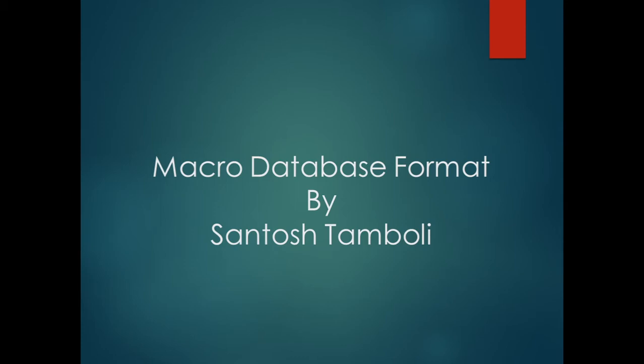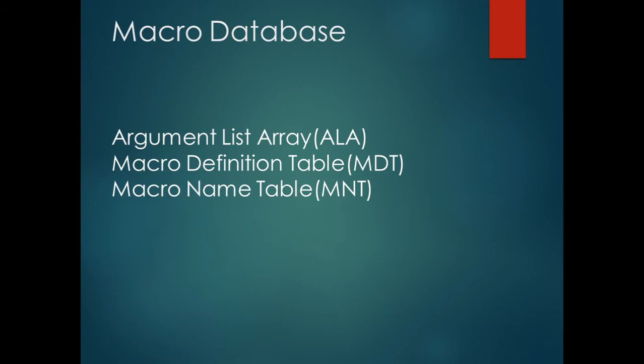Today we will see the macro database format used in the design of a macro processor. So there are three databases used for the design of macro. As you can see on the slide, first one is argument list array, ALA, macro definition table, MDT, and macro name table, MNT. Let's see each of these databases in detail.